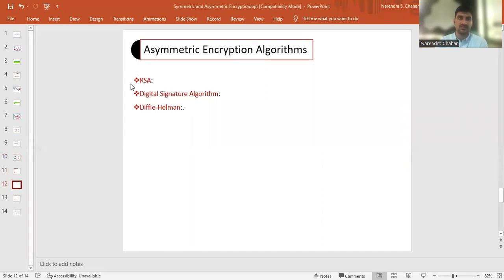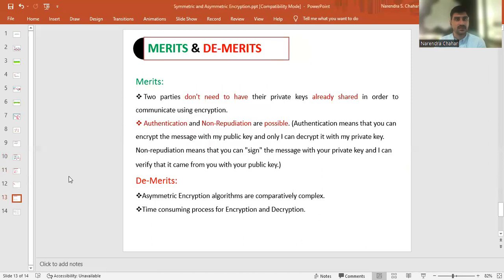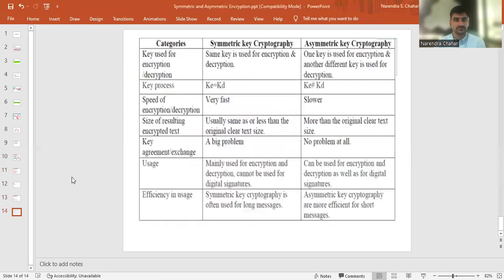Now these are the algorithms for asymmetric encryption: RSA, the digital signature algorithm, and others. When we compare, symmetric is fast and asymmetric is slower. So these are some differences here.